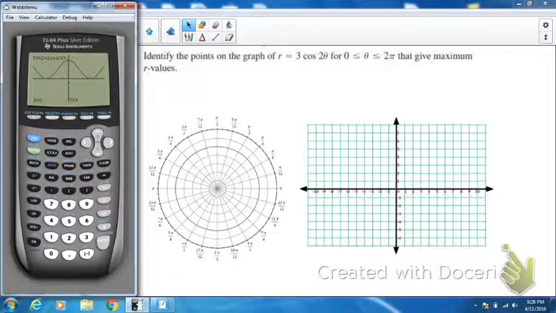So I'm back to my graphing calculator. I'm going to go to y equals and clear that out. Now I'm going to do polar coordinates first, so I'm going to go back and change to the polar function. I'm going to quit out of that. I'm going to clear the polar graph, and I'm going to type the equation in: 3 cosine 2 theta.